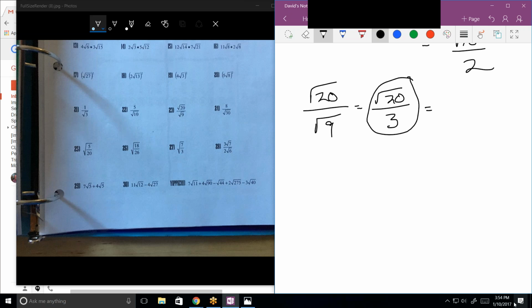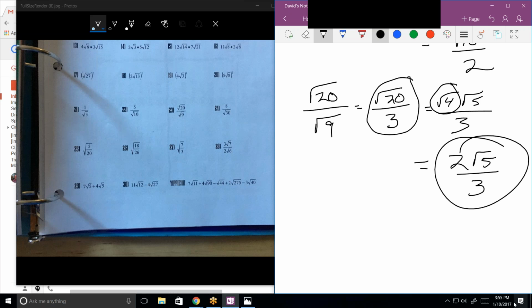Factor 20. It would be the square root of 4 times the square root of 5. I'm only going to factor it if one of them is a perfect square number. And now that square root of 4 becomes a 2. So I end up with 2 root 5 over 3. And that's the answer.